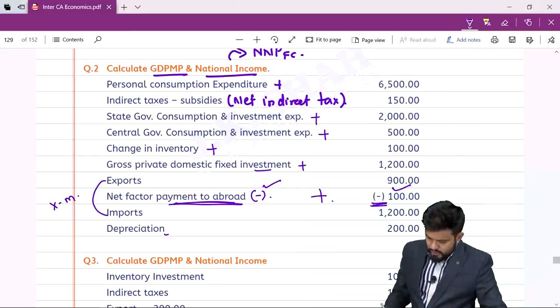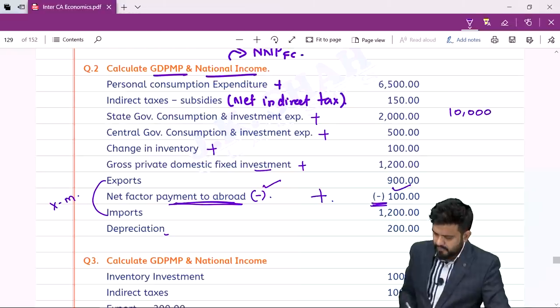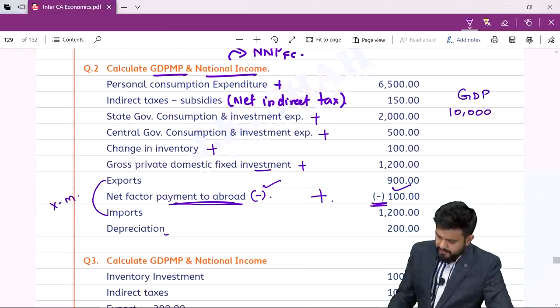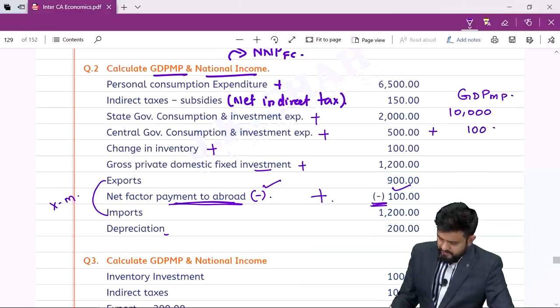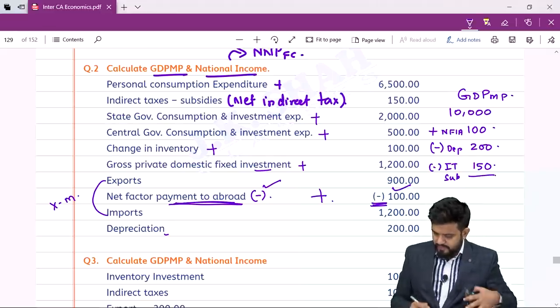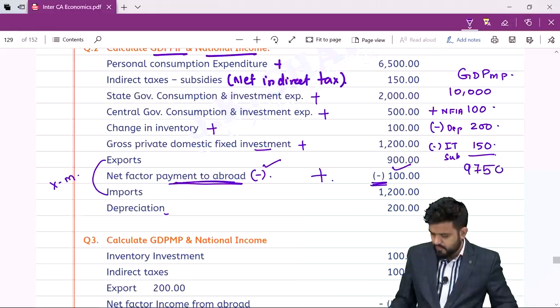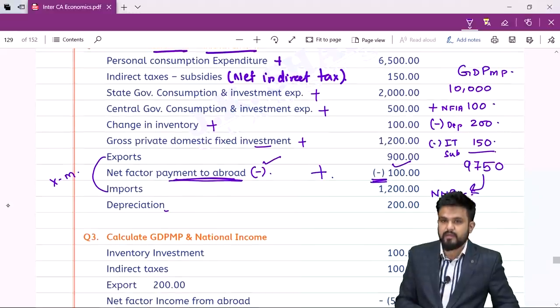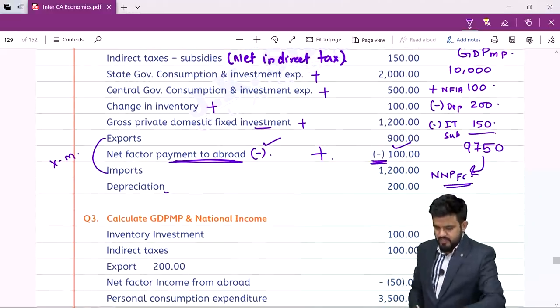So by adding all this, you should get 10,000, and 10,000 will be your GDP MP, and then you will add NFIA, that is 100, then you will minus depreciation. Depreciation is 200, minus indirect tax subsidy, that is 150. So after you calculate, you will get 9750 will be your NNP FC. This should be the answer for this sum.